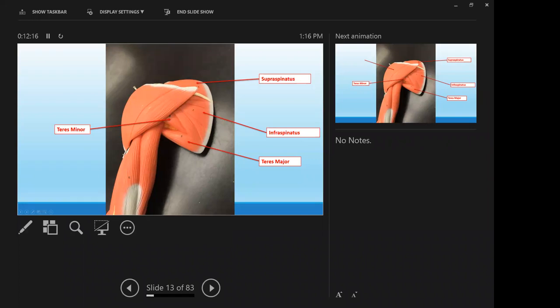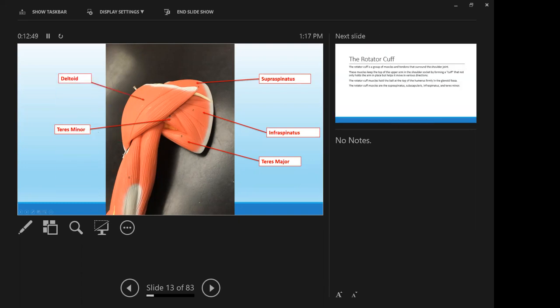Now, the good news about the rotator cuff is that all four of them originate on the scapula. All four of them insert on the head of the humerus. So they all start in the same place and they all end in the same place. So the supraspinatus in the supraspinous fossa, the infraspinatus in the infraspinous fossa, and the teres minor also in the infraspinous fossa. Of course, there's our deltoid there too.